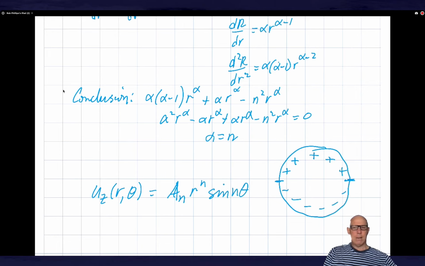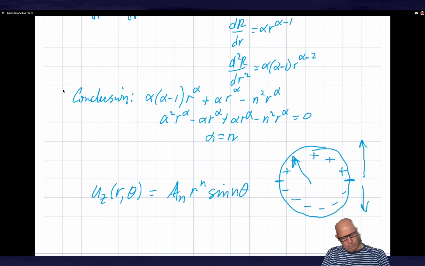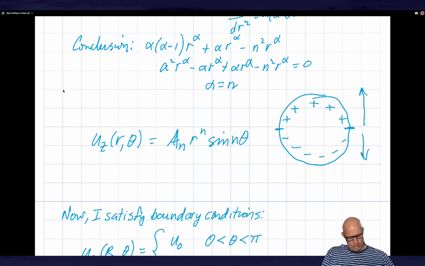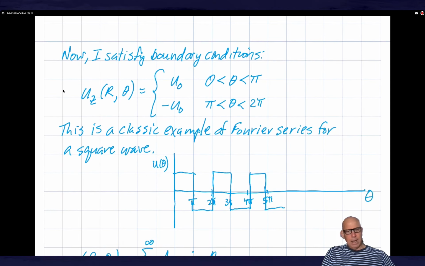So I want sine theta, which is positive up here and negative down there. Cosine would not satisfy that. If I used the cosine, then when I got to an angle like this, the cosine would give me the wrong sign. So now I need to satisfy the boundary conditions, which is what I was just saying.